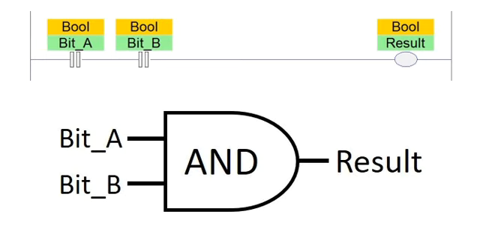Here we have two NO switches, bit A and bit B. It becomes true when they are pushed. Just try to imagine that there are two push buttons which are NO type. If we push both the buttons simultaneously, then only our output, let's say we have a lamp, the lamp will get on.